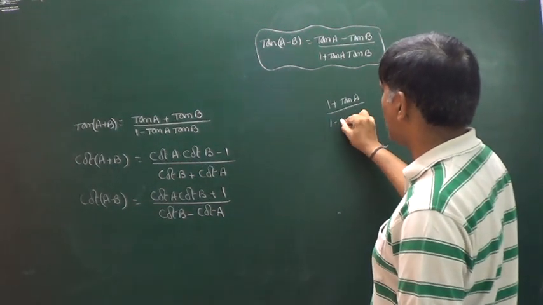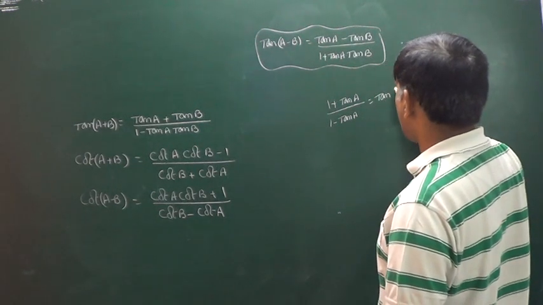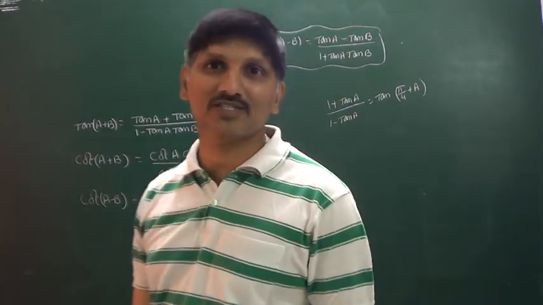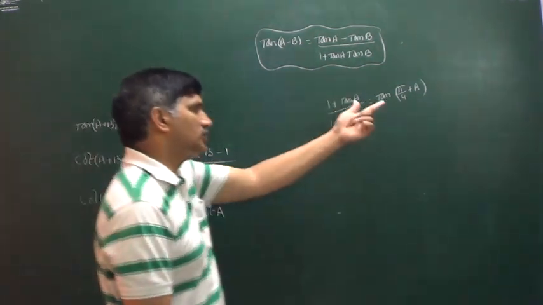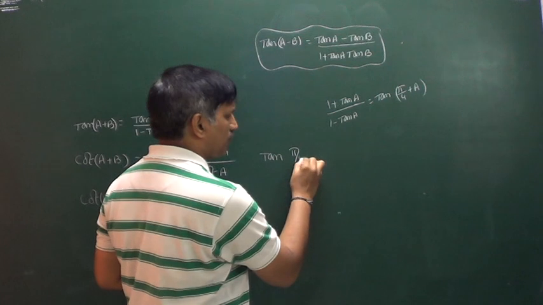1 plus tan A divided by 1 minus tan A is equal to tan of pi by 4 plus A. Sir, how will we remember so many formulas? Yes, you have to learn them by heart. You have to learn because there is nothing else here. Tan pi by 4 plus A.